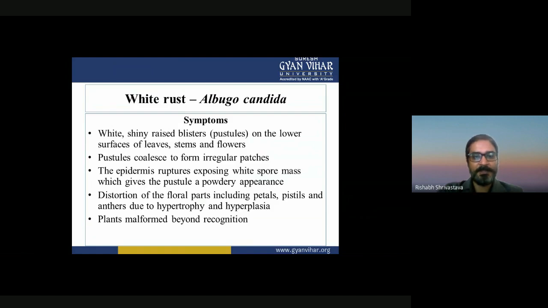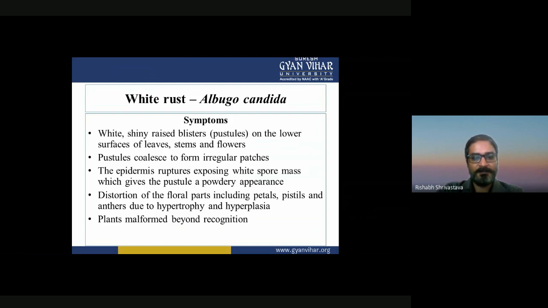White rust, Albugo candida. Symptoms: white, shiny raised blisters, pustules on the lower surface of leaves, stems, and flowers. Pustules coalesce to form irregular patches. The epidermis ruptures, exposing white spore masses, which give the pustule a powdery appearance.